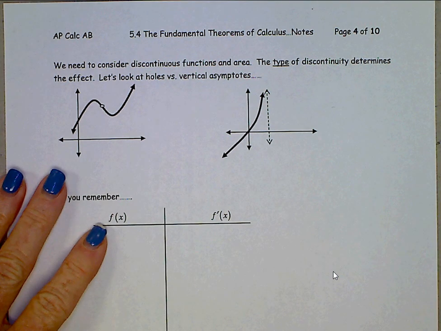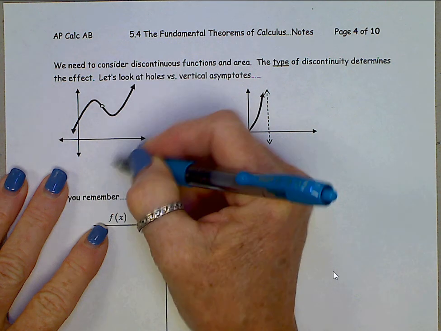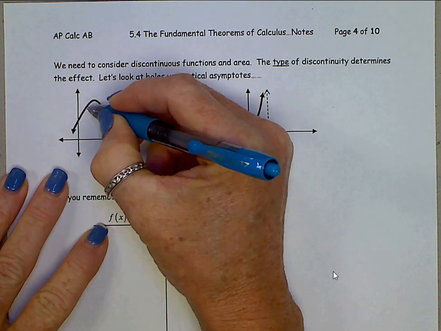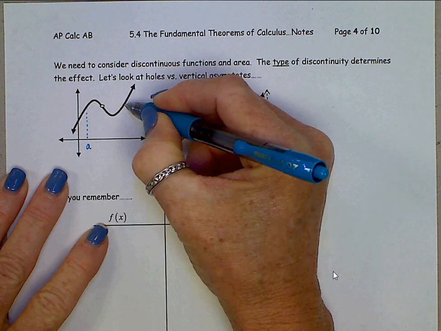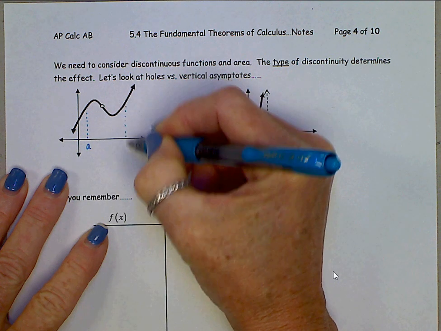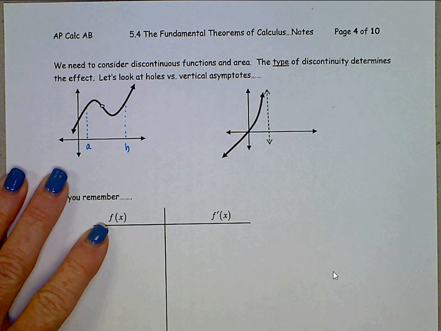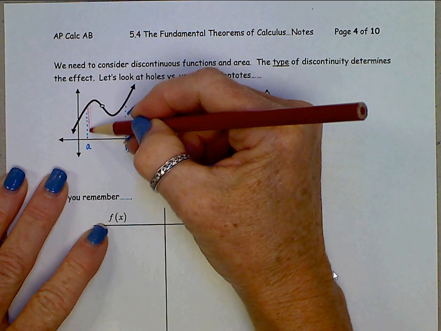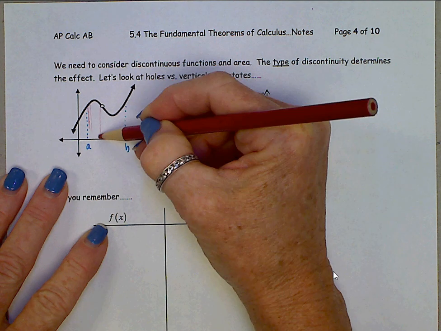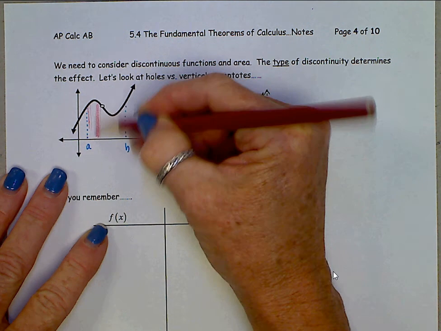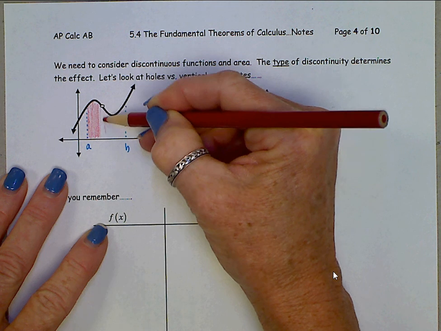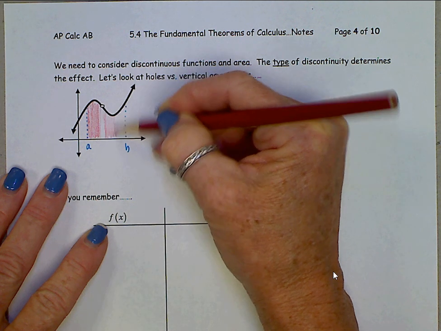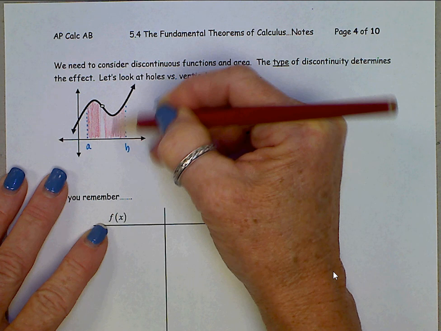And if we look at trying to find the area under this curve from some spot A up to some B, and we have this hole right here. When we shade this in, there's a strip that's blank in there.